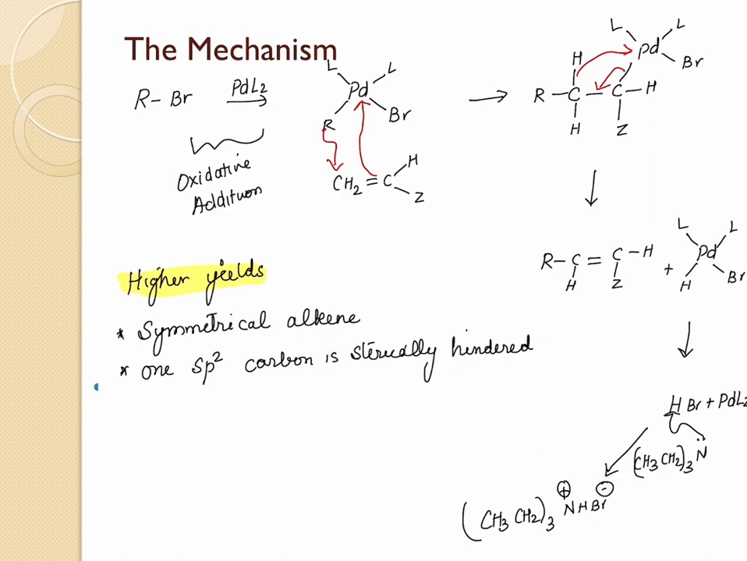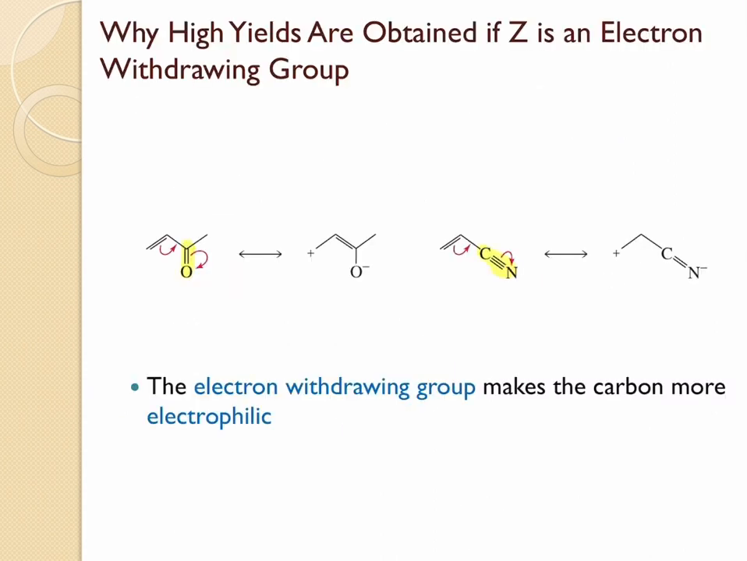And the third thing is that let's say that you're going to have an electron withdrawing group here. So if it's going to withdraw the electrons here, then this carbon is going to be more positive, and therefore the carbon nucleophile can go and attack this carbon more effectively. So this is another way to increase the yield in the Heck coupling reaction. So, an electron withdrawing group on one of the sp2 carbons. These are the things that you can do in order to increase the yields in the Heck coupling reaction.